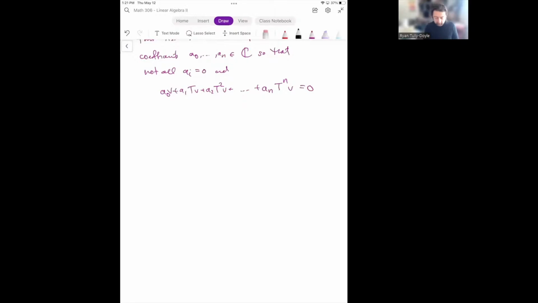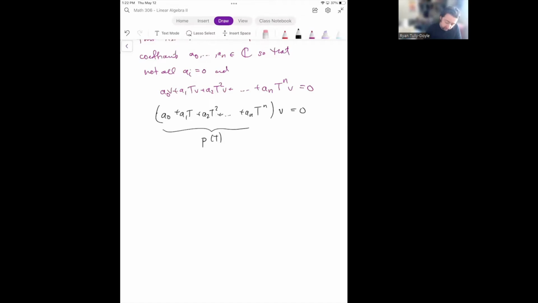Okay, so now at this point, I notice that I can actually take a v out of all this stuff, right? Every one of these terms has a v in it. And so you actually have a naught plus a1 T plus a2 T squared up to a n T to the n. But there's a v in each term, so I could think of it as one operator applied to v, and this is like a p of T. It's a polynomial that T has been plugged into.